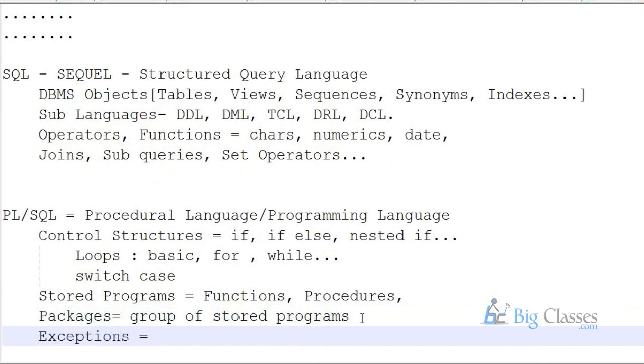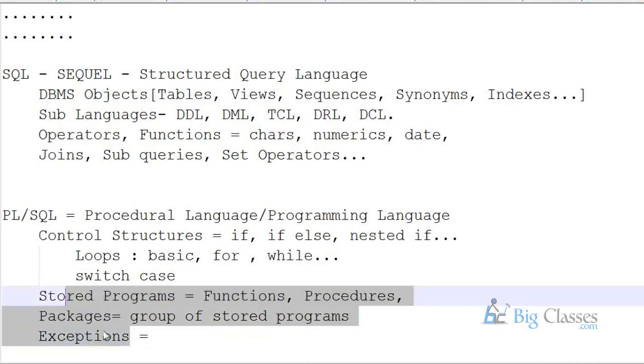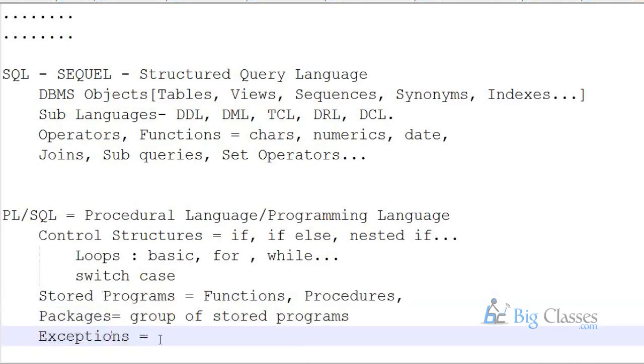Exceptions: nowadays all the advanced, high-end programming languages support an exception handling mechanism. Exceptions are abnormalities that occur while performing operations on an RDBMS, relational database management system, or the container which holds the data. Those exceptions can be handled with the help of the exception handling mechanism, and Oracle has that mechanism.